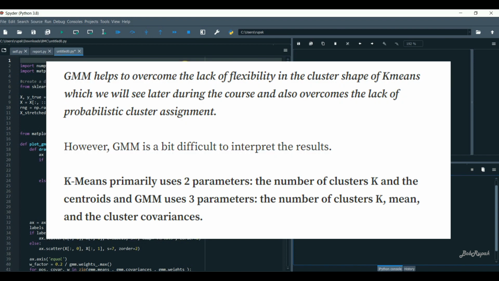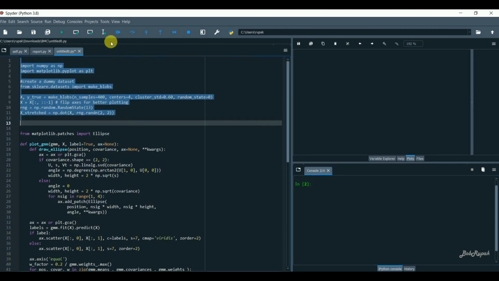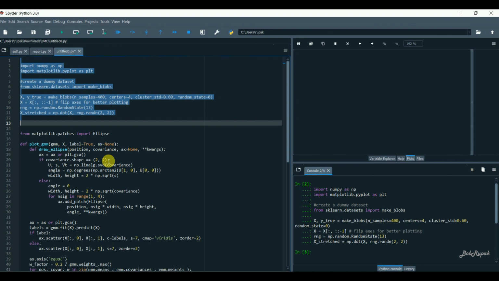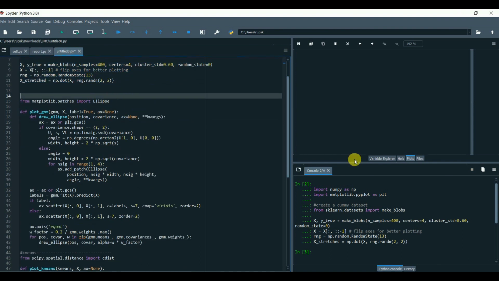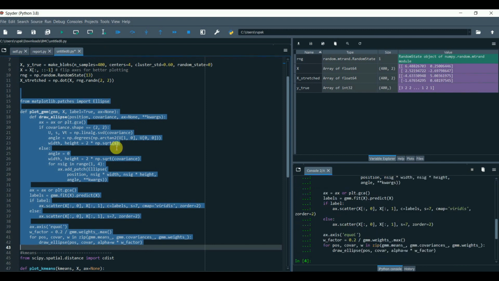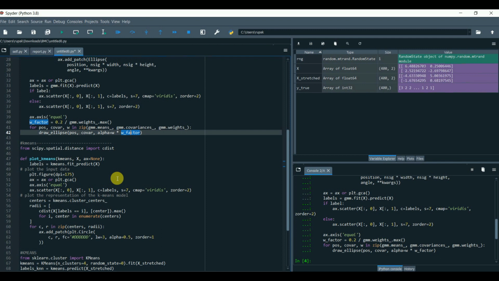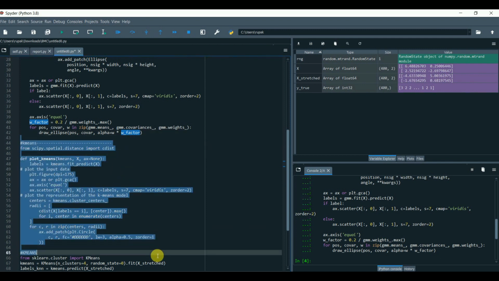K-means primarily uses two parameters, the number of clusters K and the centroids, and GMM uses three parameters: the number of clusters K, the mean, and the cluster covariances. We will create a dummy dataset. Before we fit K-means and GMM, we will create a user-defined function to plot and visualize the results.